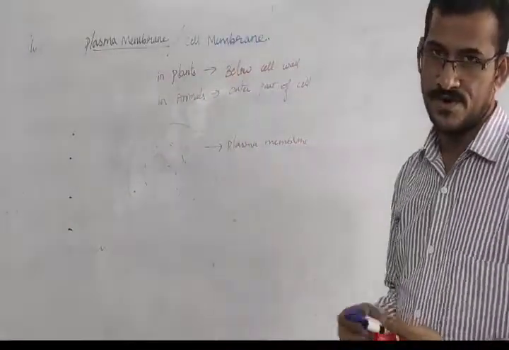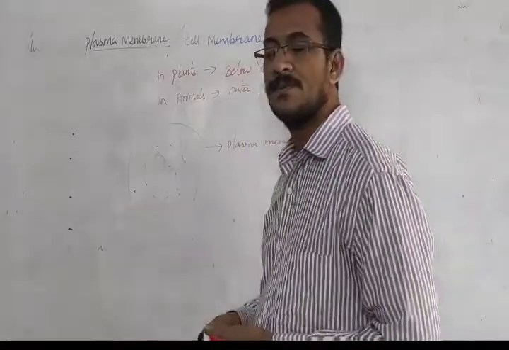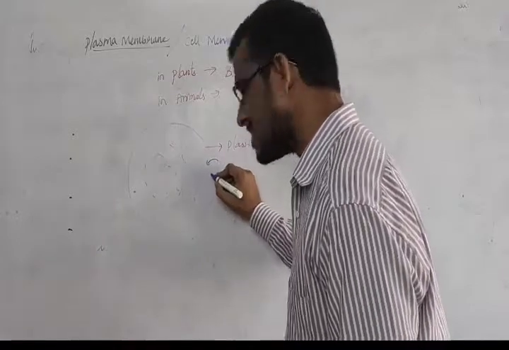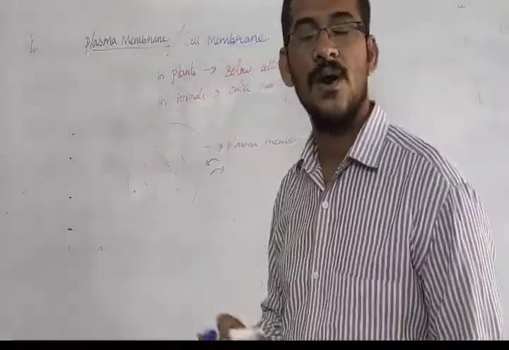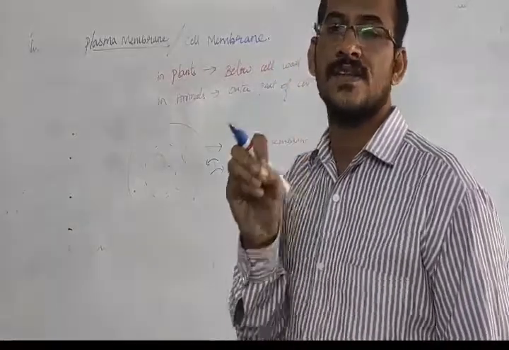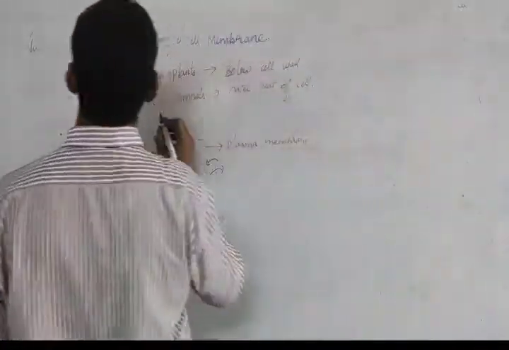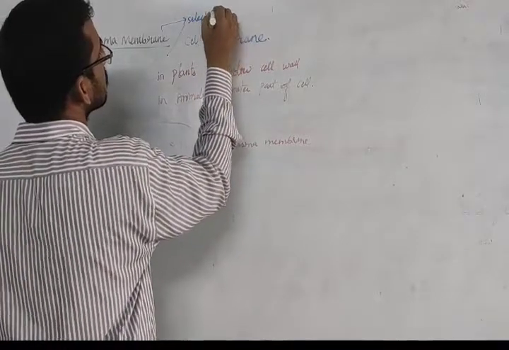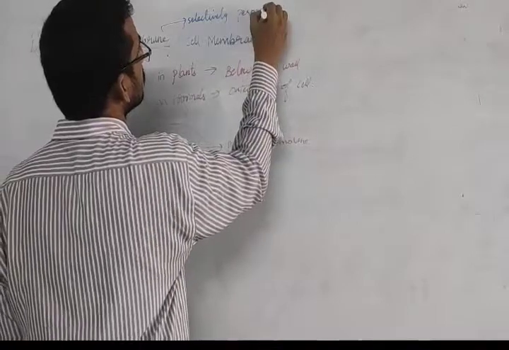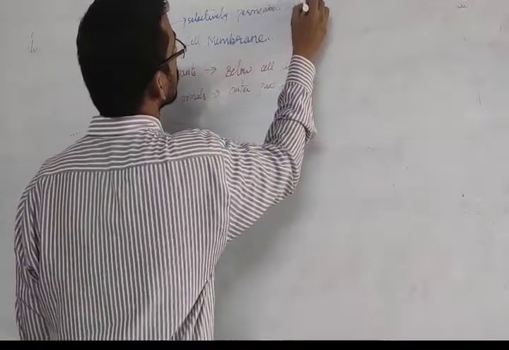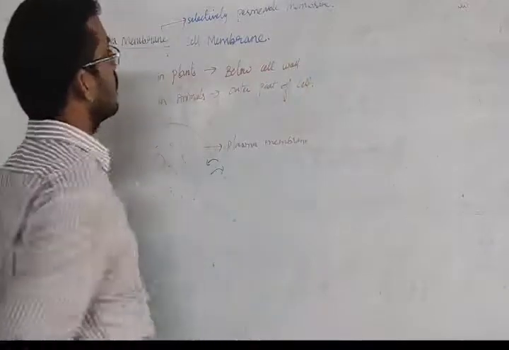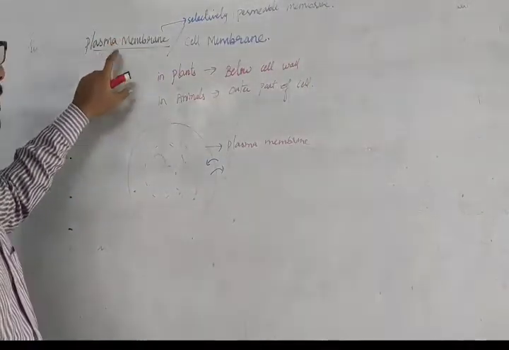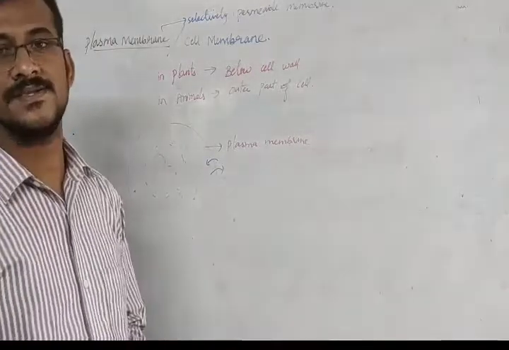That is also a very important question. Why is it called a selectively permeable membrane? Because it allows only certain things to enter inside and certain things to go out. It is not going to allow everything. It first selects a few things and then allows them. That's why it is called a selectively permeable membrane. This is important, and the function of the plasma membrane is important in the examination.